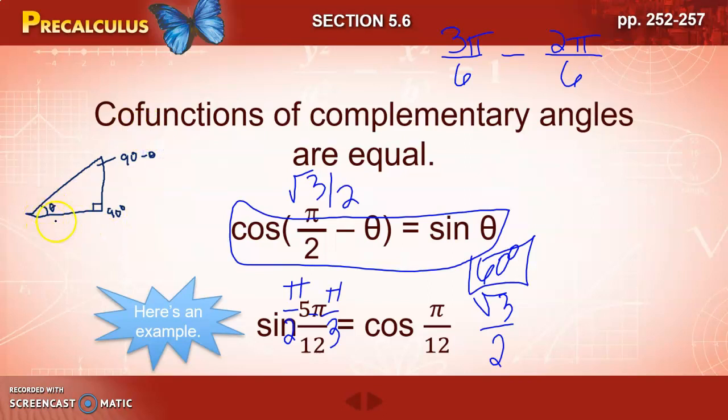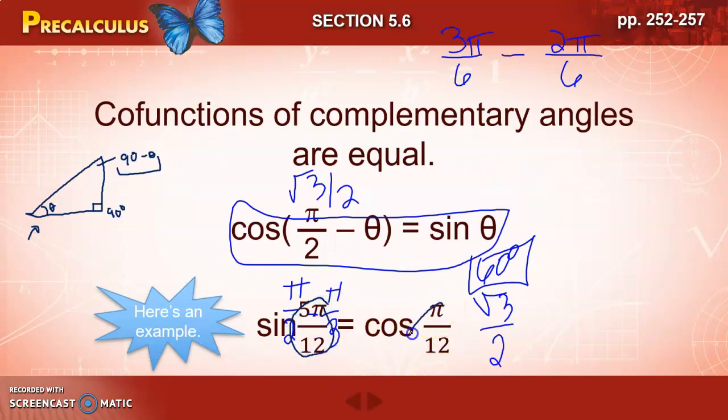So the cosine of an angle is equal to the sine of the other angle. The cosine of this angle is equal to the sine of this angle, and vice versa. Those are cofunctions. Cofunctions of complementary angles are equal. You can see a list of cofunction identities on page 255, but here's an example for you. The sine of 5 pi over 12 is equal to the cosine of pi over 12.